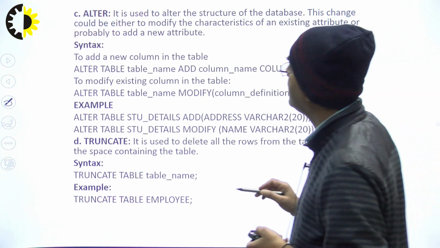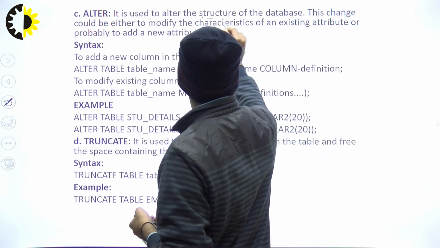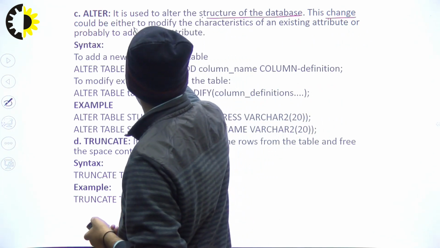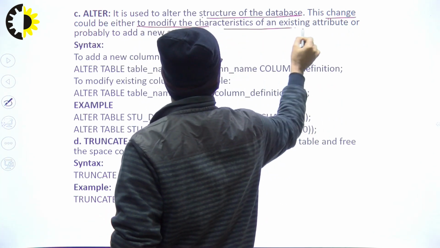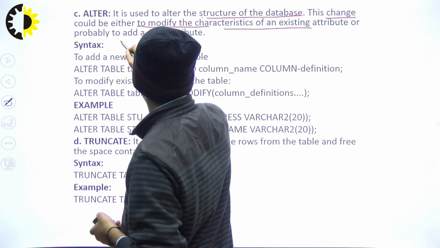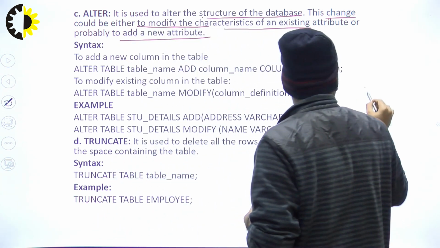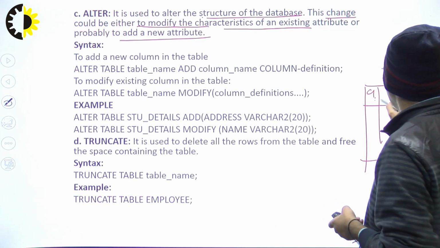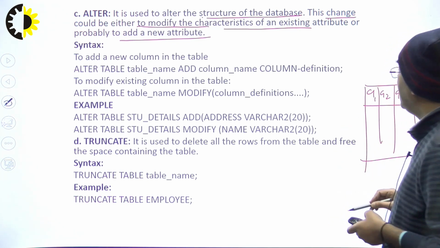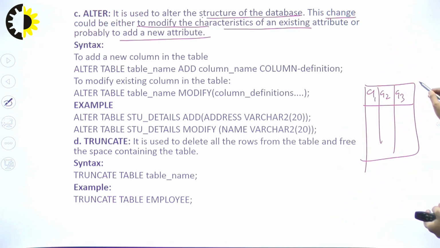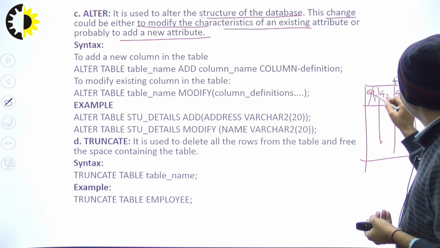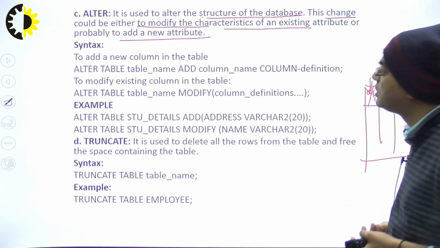Next one is the alter. Alter is used to alter the structure of the database. These changes could be either to modify the characteristics of an existing attribute or to add a new attribute. Let's suppose we have a table. This table contains 3 attributes: attribute A1, attribute A2, attribute A3. And someone, because of need, wants to modify it or wants to add more attributes, then we have to use alter table. If someone wants to remove an attribute, then we also have to use alter table.